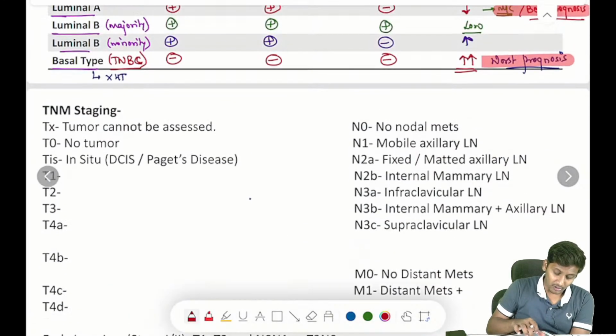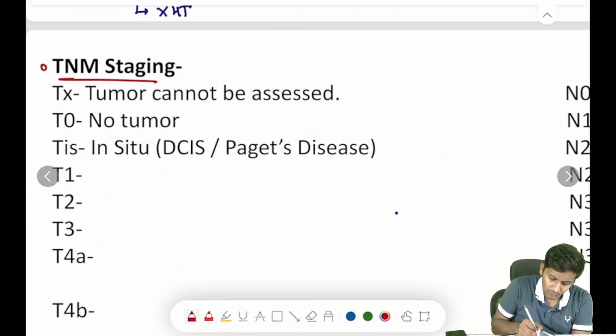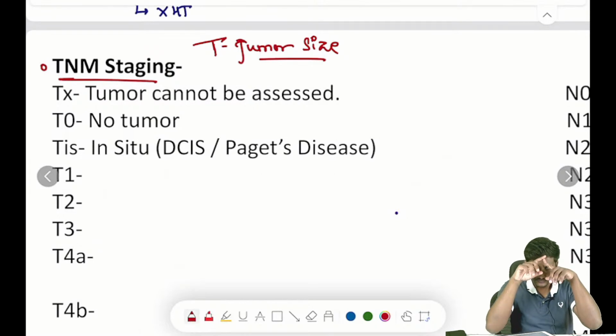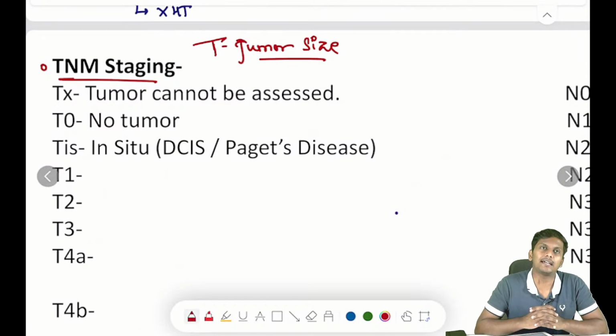Next important, if I talk about TNM staging, children, in TNM staging where T usually stands for what? T usually stands for the tumor size. Okay, what is the size of the tumor? That is what usually decides the T staging. Second important, T staging is not only decided by the tumor size, but it can also be decided by the number of structures which are involved. If the number of structures involved are more or less, depending on that also you can decide your T staging.